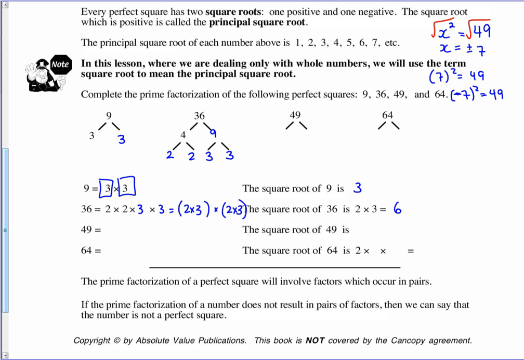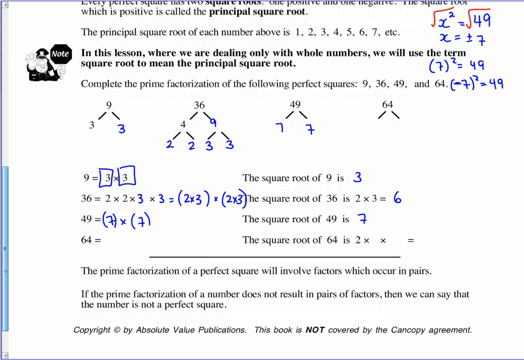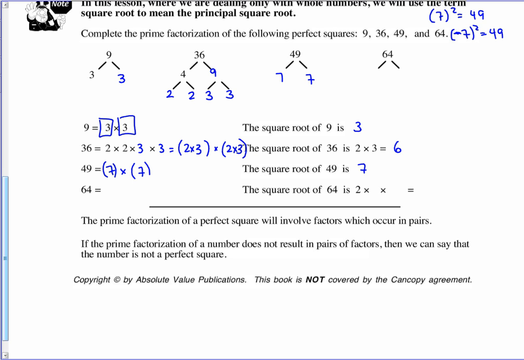49 is 7 times 7, so 2 equal groups. The square root is 7, just one of them. And then 64, reduce to prime factorization. Just give me 2 numbers that multiply to 64. 8 times 8. Did I say 64 or 84? Sorry, I heard myself after, and I was like, that's not right. Anyways, 8 you can break into 4 times 2, 4 times 2. And we can still break up 4 into 2 times 2.